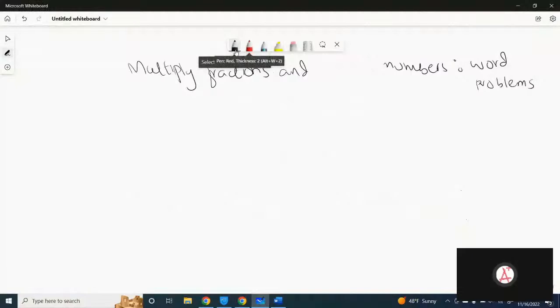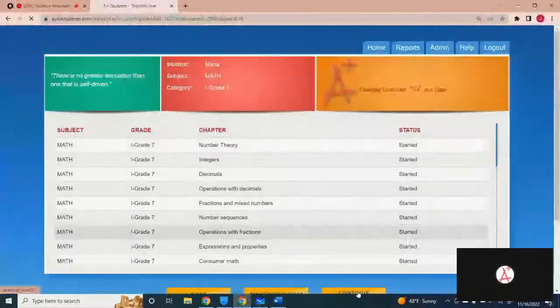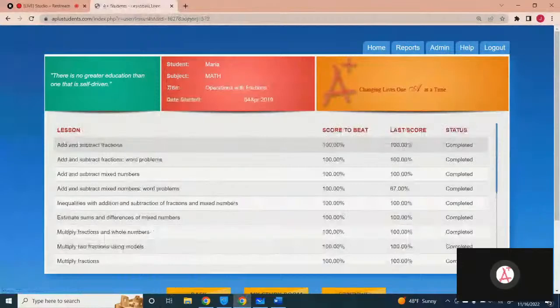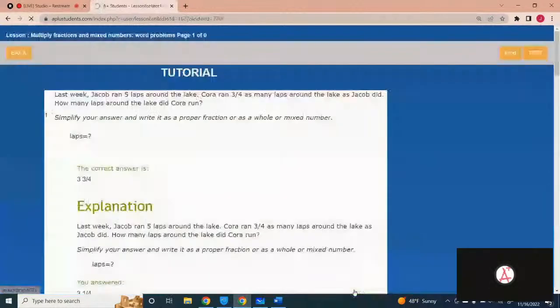Okay, we're going to start with the lesson multiply fractions and mixed numbers word problem. Got it? Okay, so let me just go to operations with fractions. The lesson name is multiply fractions and mixed numbers word problems. Yes, that's the topic. Okay, let's start with the topic.